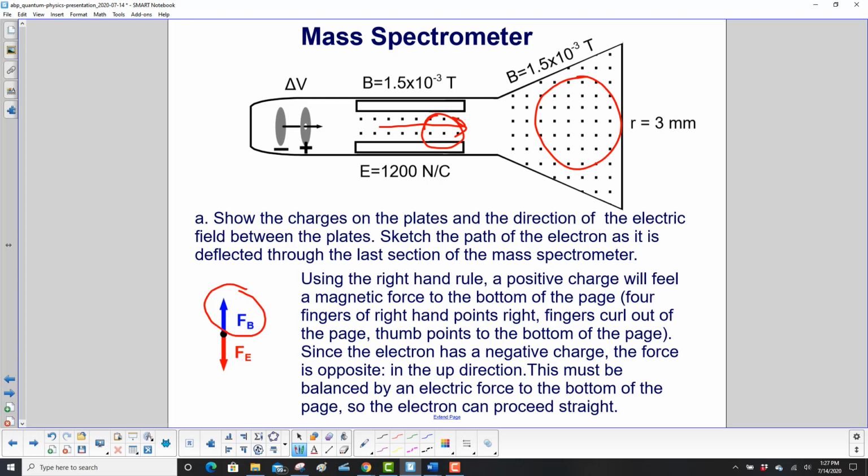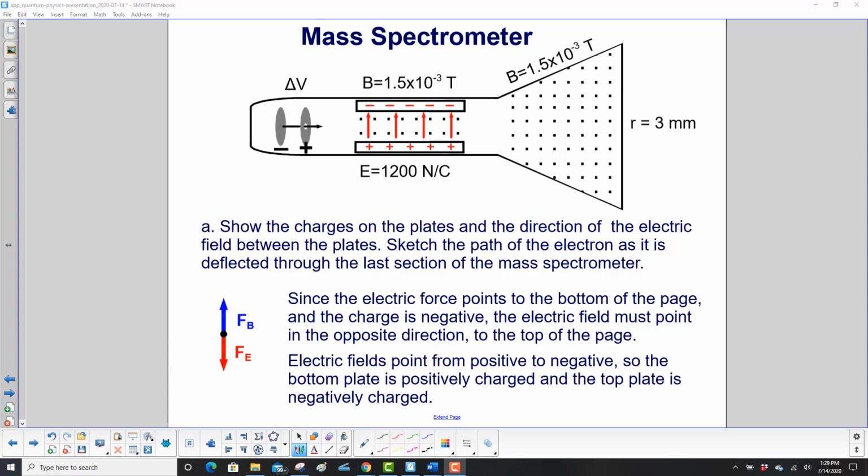This must be balanced by an electric force to the bottom of the page, so the electron can go straight through. So here's our free body diagram. Since the electric force points to the bottom of the page, and the electron charge is negative, the electric field must point in the opposite direction, to the top of the page. Electric fields point from positive to negative, so the bottom plate will be positively charged and the top plate is negatively charged. That's what we've shown here.